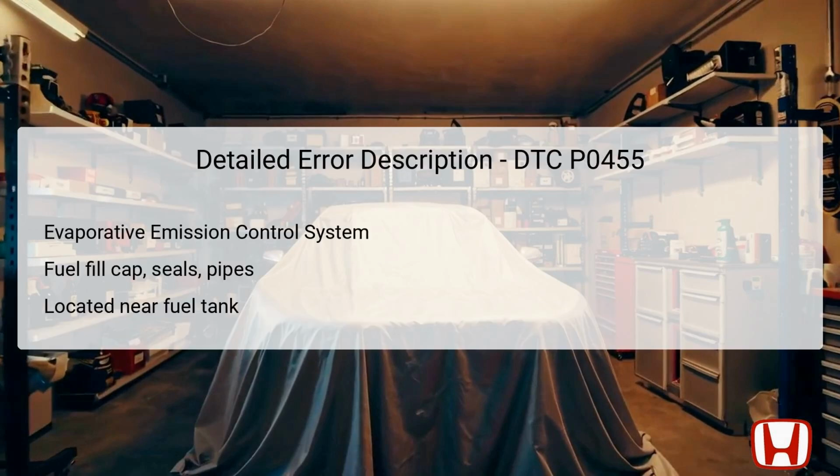The Evaporative Emission Control System, EVAP, is responsible for trapping fuel vapors from the fuel tank to minimize harmful emissions. Components such as the fuel fill cap must be securely fastened and rated properly to ensure a seal is created. This cap utilizes a mechanism that allows it to click when tightened, ensuring optimal sealing against vapor leakage. In addition, the system includes the fuel fill cap seal, which prevents any vapor from escaping during vehicle operation. The fuel fill pipe connects the tank to the cap.